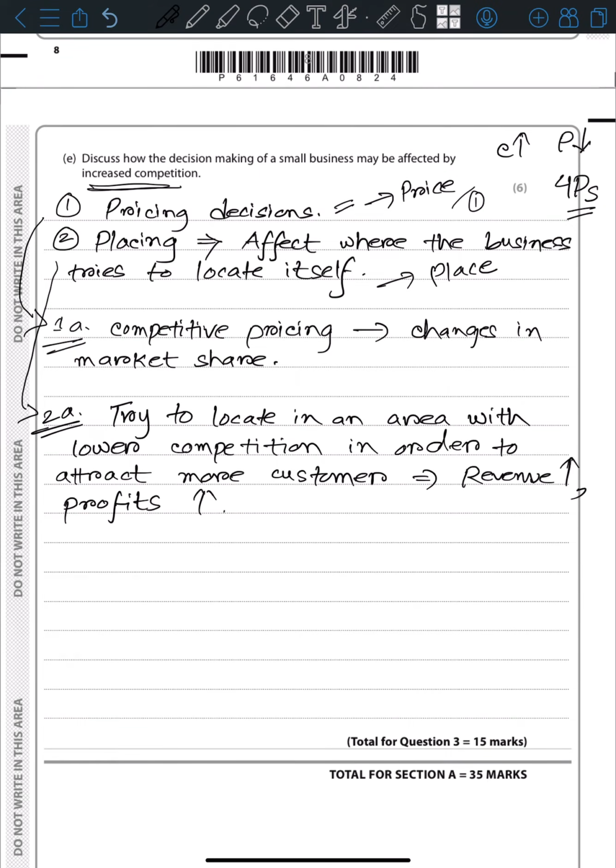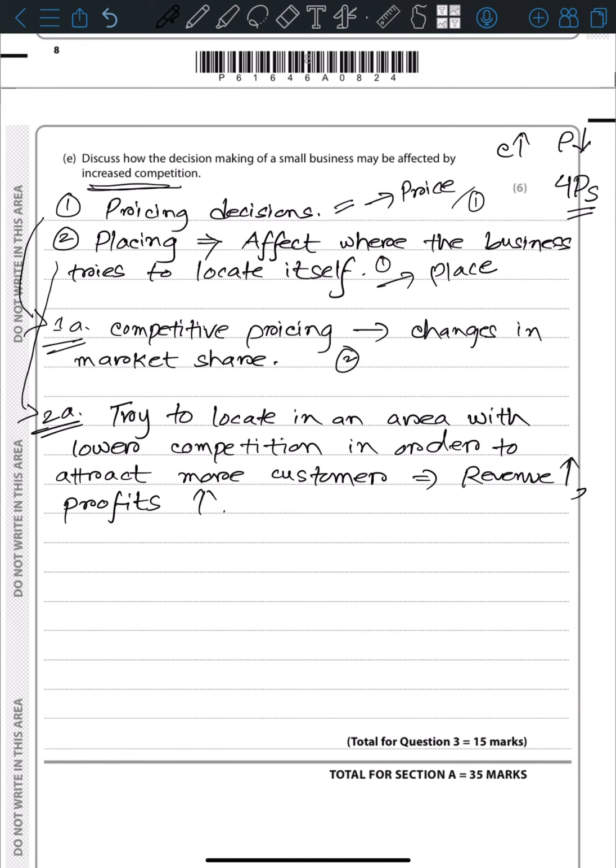And then building on it, which is the 1A point, that we have to charge competitive pricing or lower prices, and this will lead to changes in my market share. This will give me 2 marks. So 1 plus 2 gives me 3. Now the second point has to be another P, which we picked up as placing. So more competition means it will affect where I am trying to locate myself in the area. So this will give me 1 mark, just the identification, one-liner.